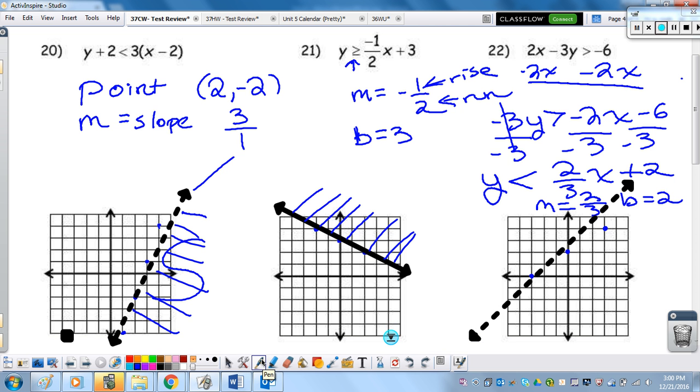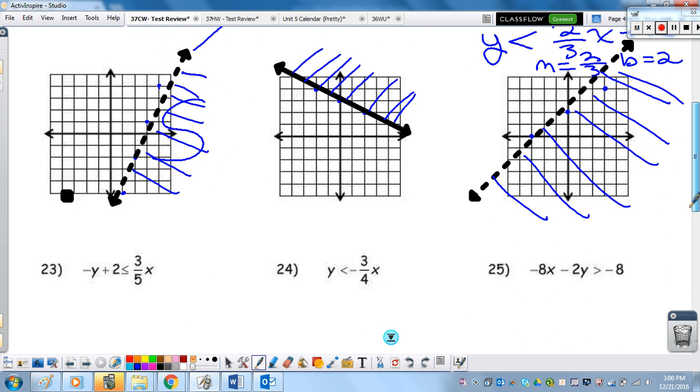Now it says y is less. So you take your line and you shade low. So anywhere in that area is a solution. Hopefully your line is a lot better than my line. Alright, now let's see. We are going on to number 23.